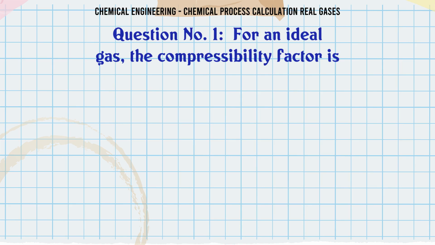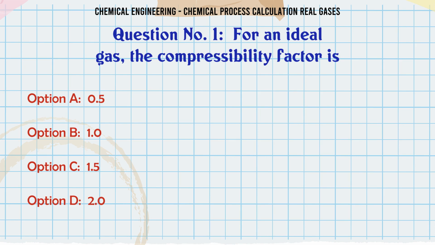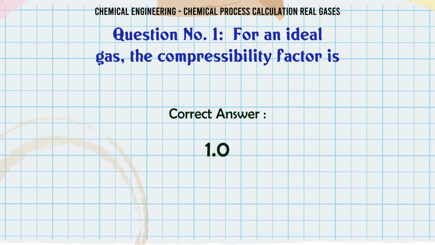For an ideal gas, the compressibility factor is A. 0.5, B. 1.0, C. 1.5, D. 2.0. The correct answer is 1.0.